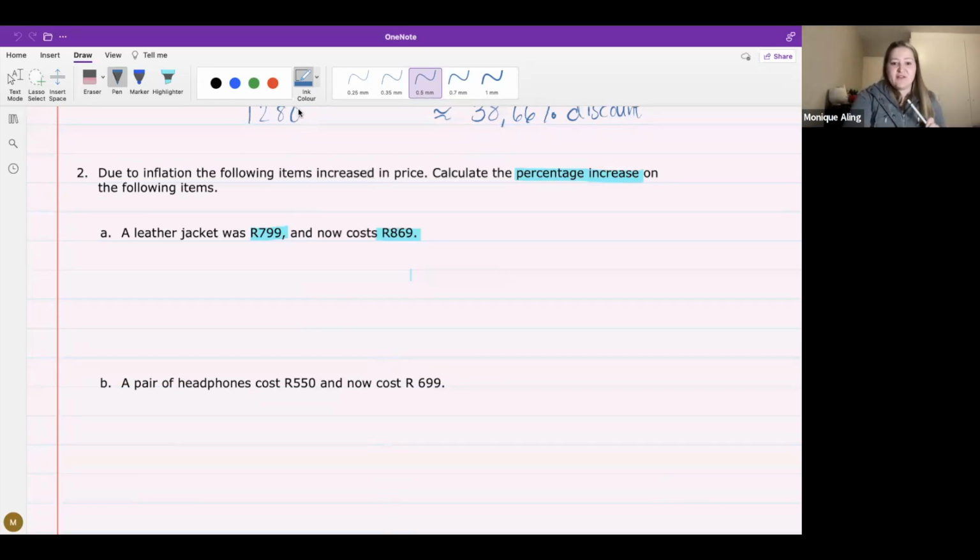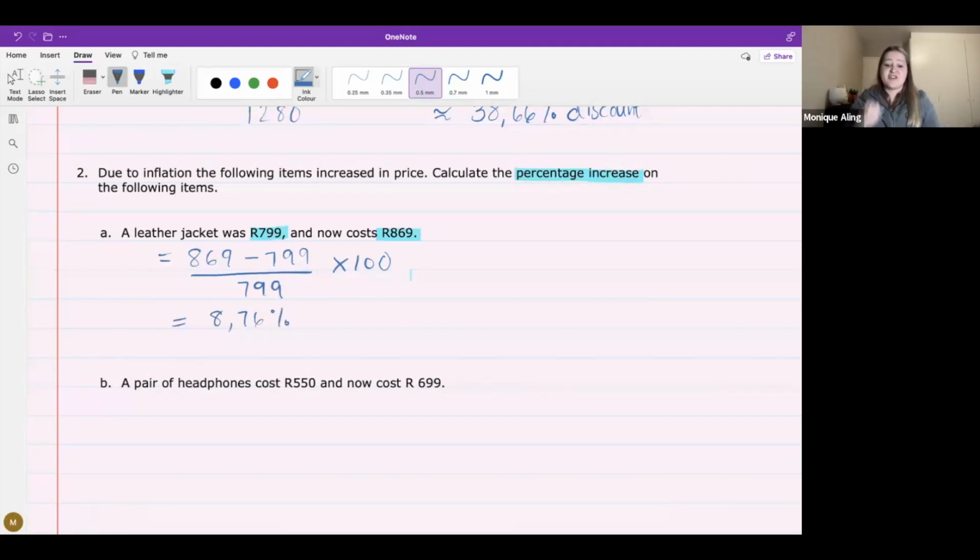Okay, so I'm seeing the right answers flying in. Well done, guys. Okay, so percentage increase, we use the same formula. New minus old over old. New price is 869 minus 799 over 799 times by 100. And we get an answer of 8.76%. So the price of this jacket increased by 8.76%. And we all had perfect rounding there as well.